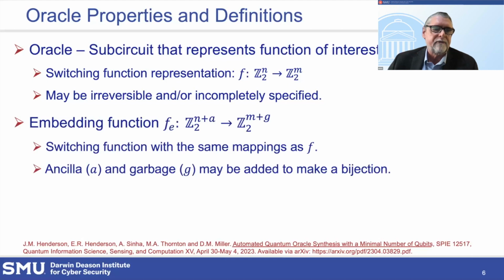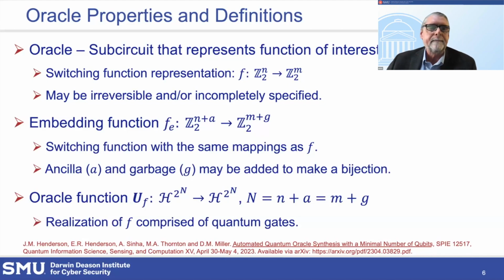So let me give some definitions based on that. We call the oracle function the initial function that a user wishes to synthesize into the unitary transformation. And this can be a function over real values or floating point values, but since we're dealing with qubits, we express the domain and the range values as n bits for the domain values and m bits for the range values. Now, clearly, if n is not equal to m, this is not a bijection.